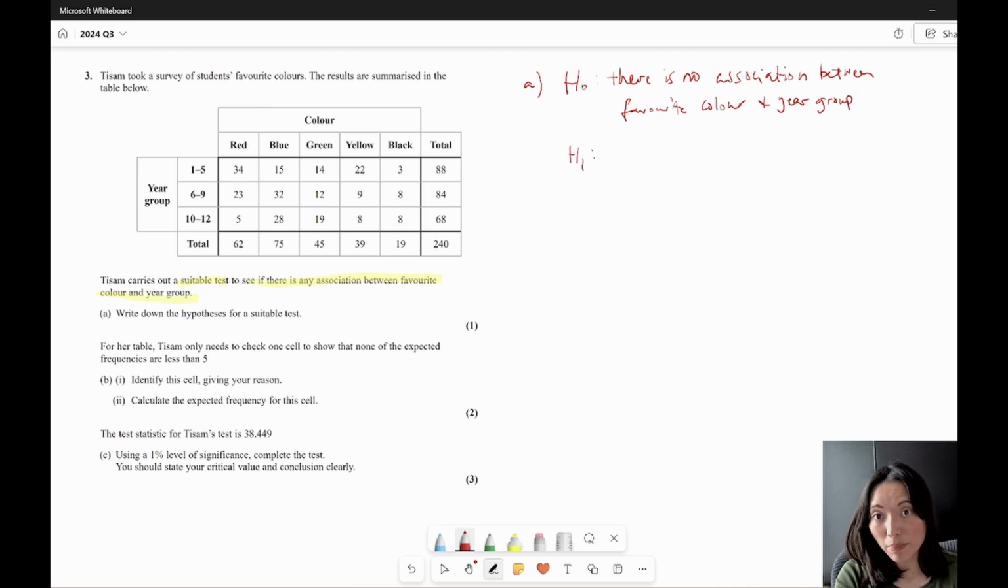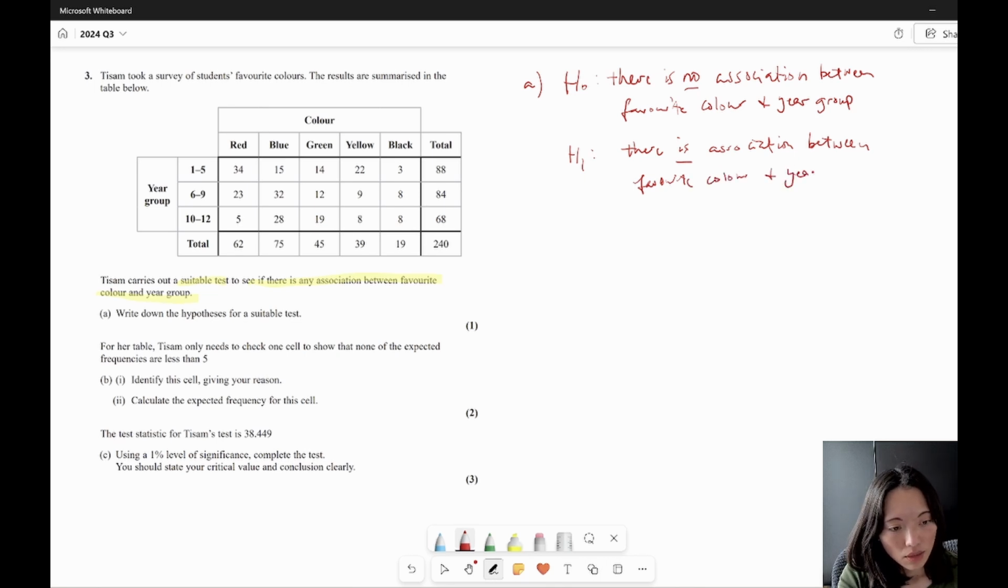And then the alternative hypothesis is simply that there is association between favorite color and year group. Let me highlight, there's no association in the null hypothesis. Okay, so that's part A dealt with.